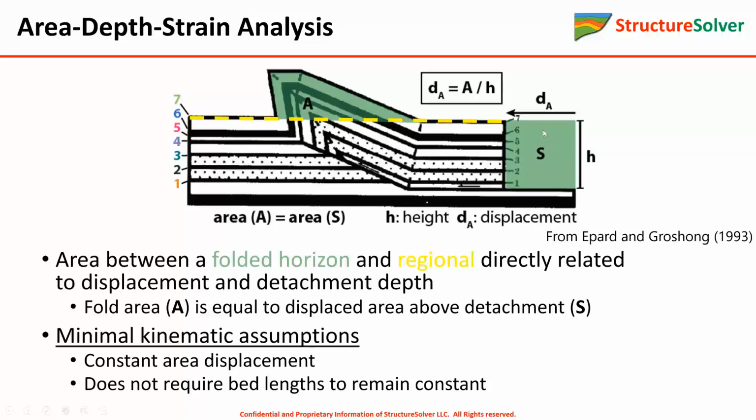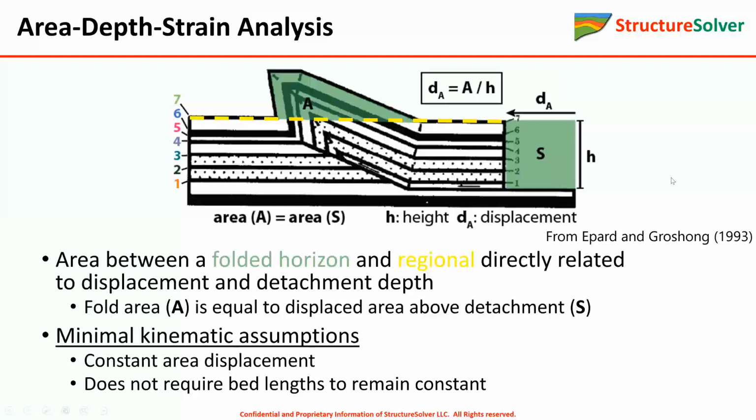That amount of displaced area is going to be a function of the horizon depth above the detachment, as well as the amount of displacement. The original premise was that if you can observe that fold area and you know something about the original depth of the horizon, say in the footwall, where this yellow dashed line is, you can measure that fold area and use that depth, the H right there, to then compute the displacement of the structure. That was the original early 1900s look at the area depth relationship.